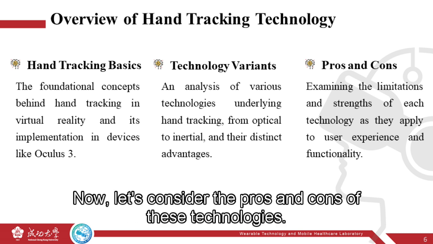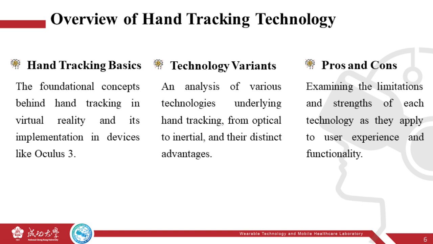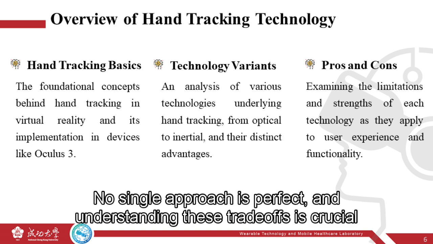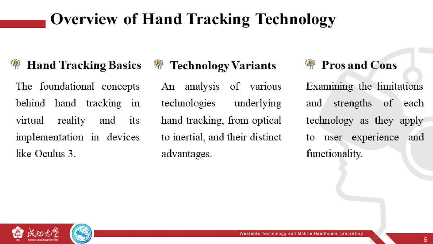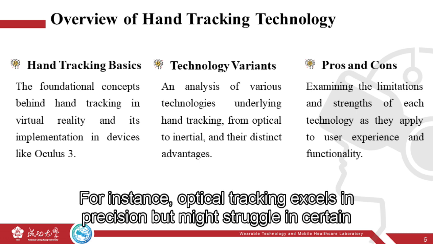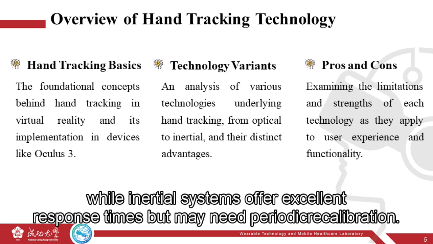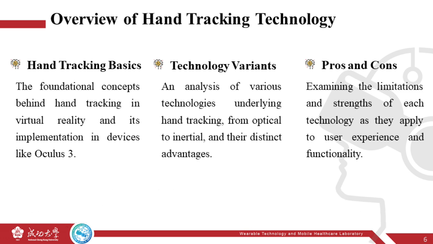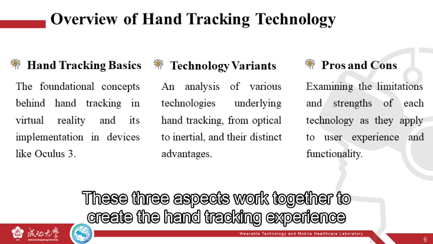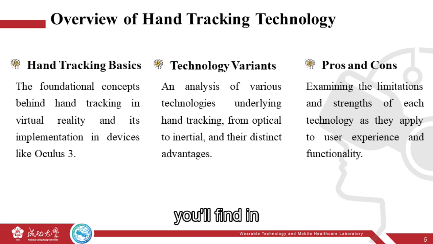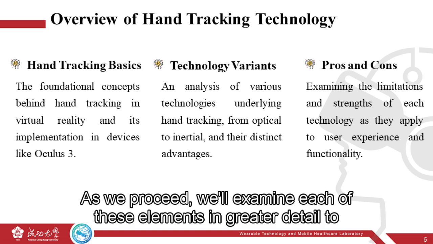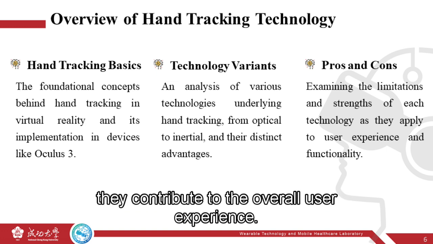Now, let's consider the pros and cons of these technologies. No single approach is perfect, and understanding these trade-offs is crucial for both developers and users. For instance, optical tracking excels in precision but might struggle in certain lighting conditions, while inertial systems offer excellent response times but may need periodic recalibration. These three aspects work together to create the hand tracking experience you'll find in modern VR systems. As we proceed, we'll examine each of these elements in greater detail to understand how they contribute to the overall user experience.